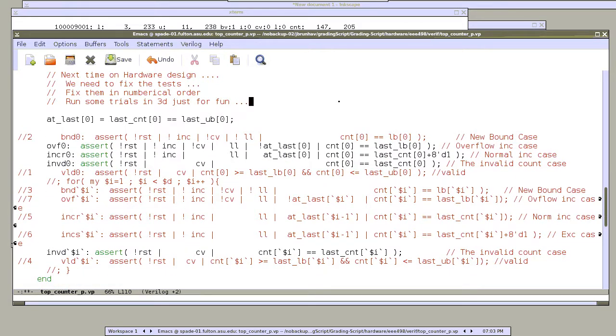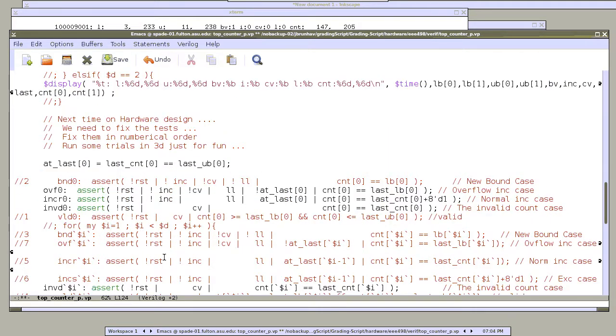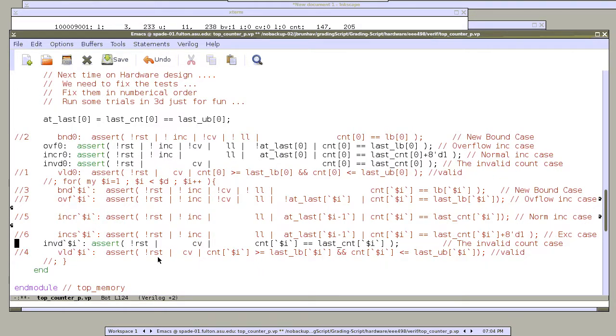Cool. So that's going to be it for me today. This is some of what I spend a little bit more time than I should working on when I'm doing some of these designs, is trying to get all the assertions set up, because they do a pretty good job of providing an alternate perspective on what's supposed to happen.